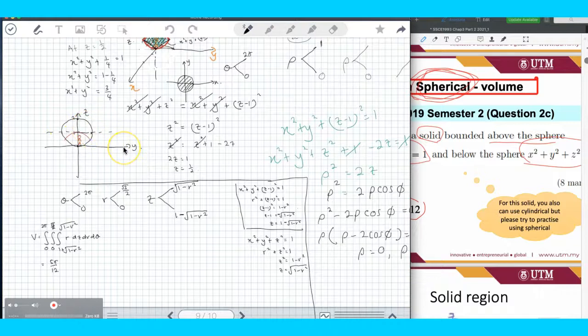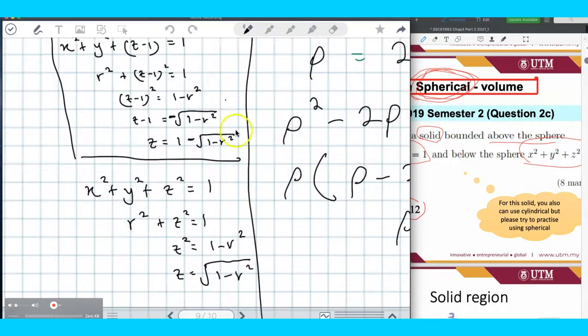Now we obtain that the lower bound is part of the shifted sphere, given by z equal to 1 minus the square root. And the upper bound is given by the standard sphere, where z is always positive because the curve lies on the positive z.